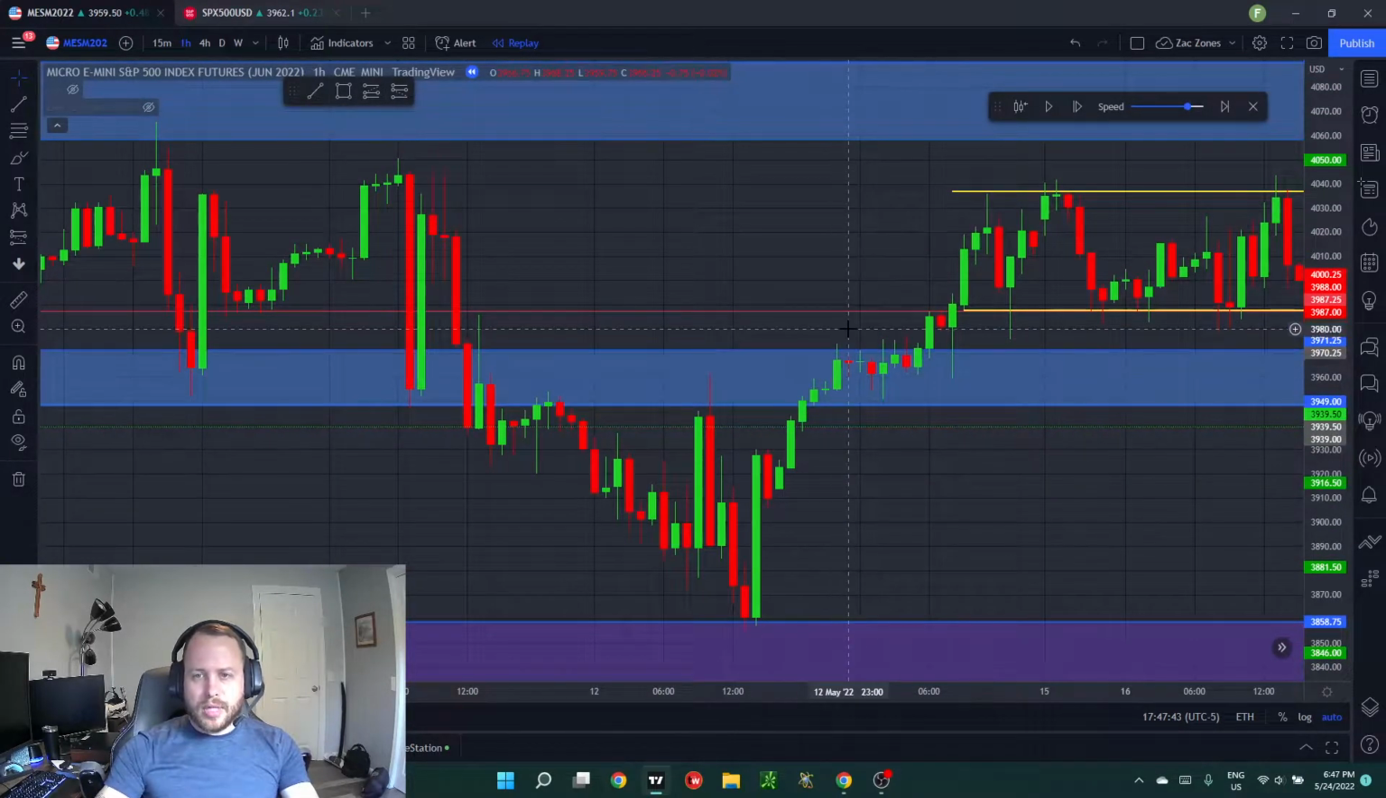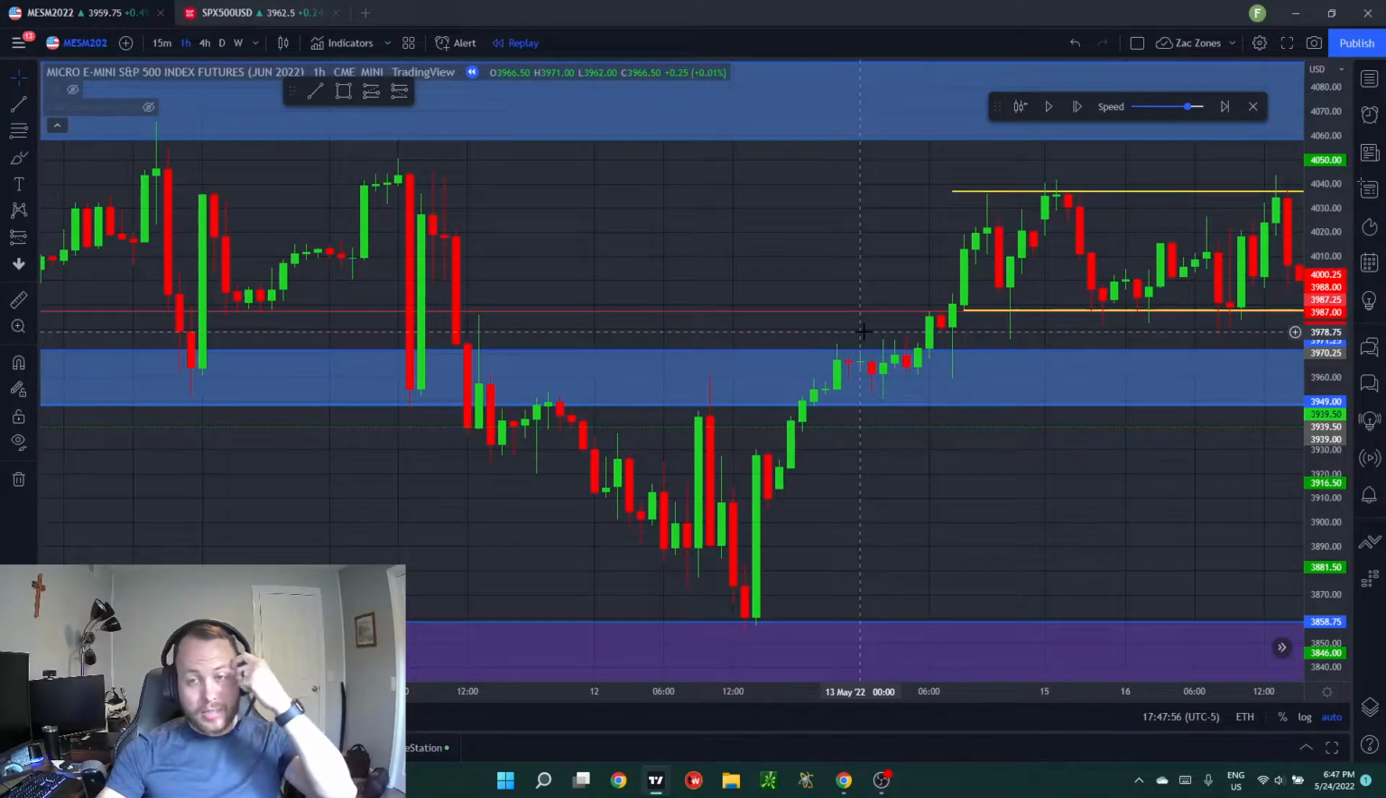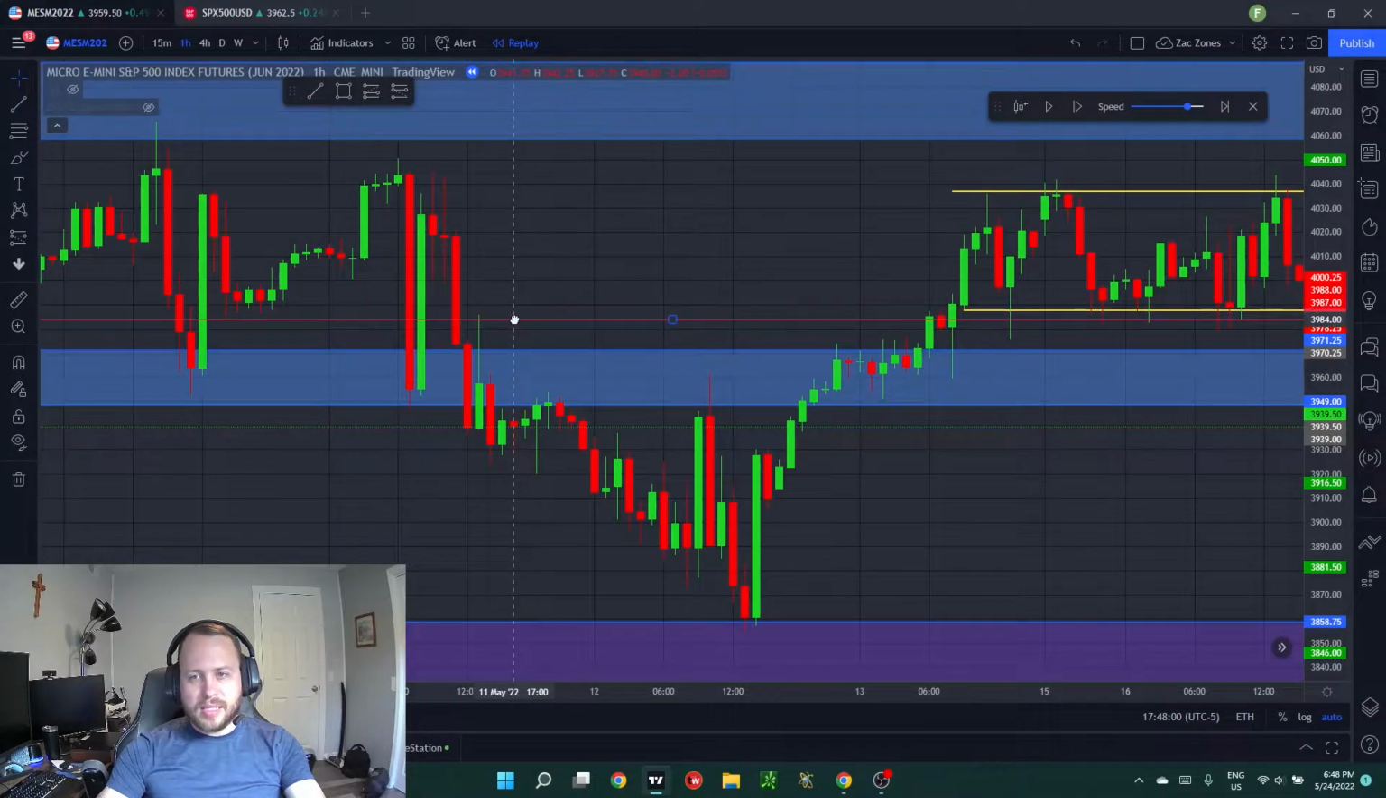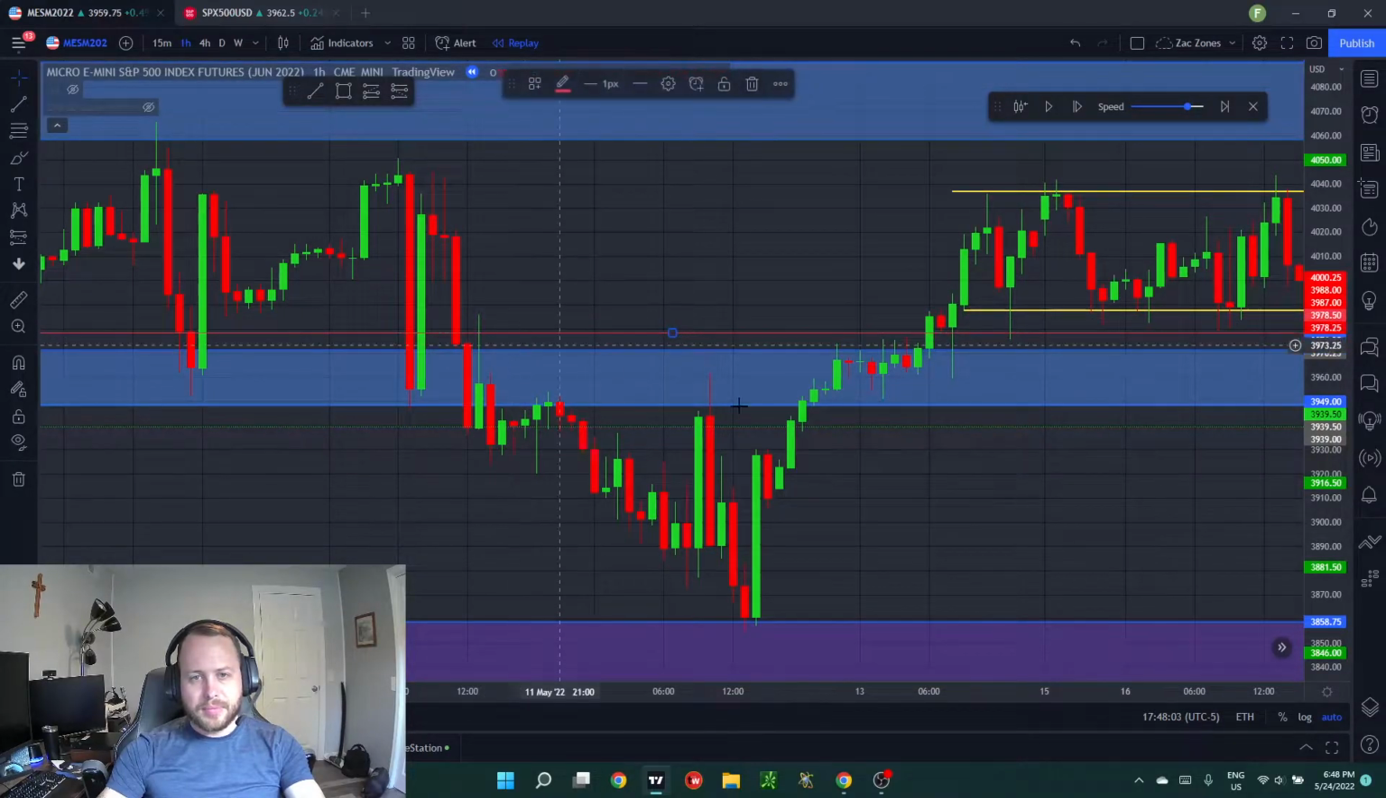I took the type 1, type 2, tagged out. And so I looked at this zone and I said, all right, these wicks right here, if we don't reject straight out of that, then it's probably time to say, all right, enough is enough. I'm taking a loss on this trade, and then I'll look to get in long. So I moved my stop essentially down to here.